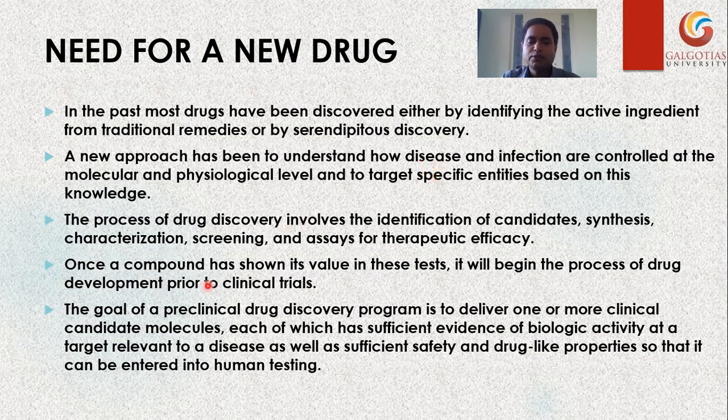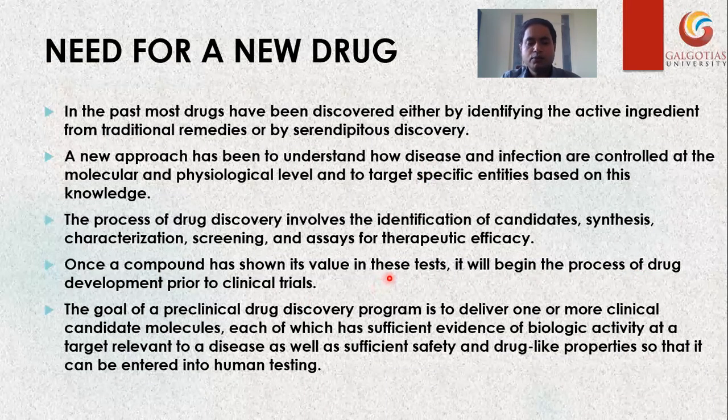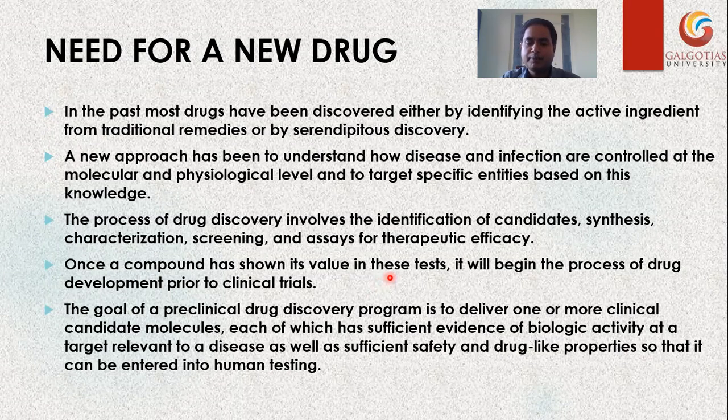Once a compound has shown its value in this test, it will begin the process of drug development prior to the clinical trial. The goal of a preclinical drug discovery program is to deliver one or more clinical candidate molecules, each of which has sufficient evidence of biological activity at a target relevant to a disease as well as sufficient safety and drug-like properties so that it can be entered into human testing.